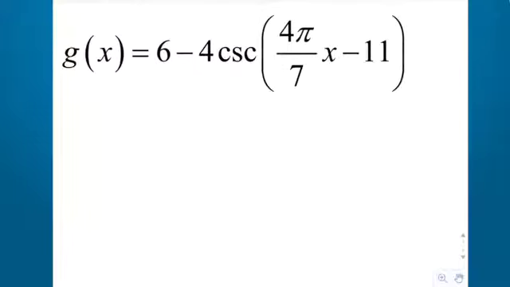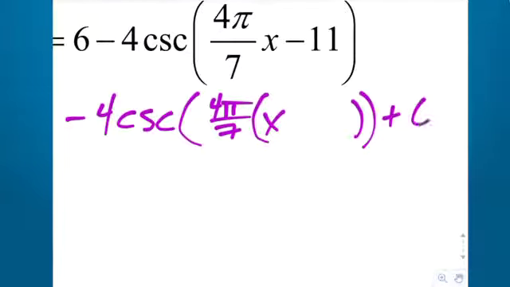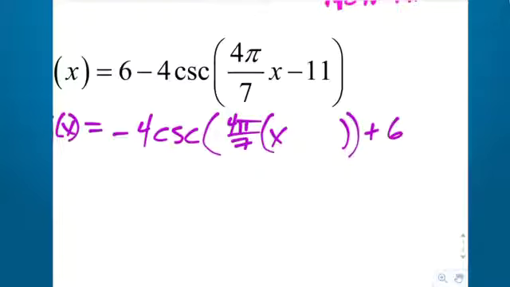All right, step 1, standard transformation form. So we have a -4 cosecant, and notice the x term is already listed first. That's great. So I'm going to factor out 4 pi sevenths, and I'm going to leave that then as x plus or minus something, and then the plus 6 goes at the back. So this one is a little bit more fun than the previous one. I am factoring out a 4 pi sevenths from a -11.